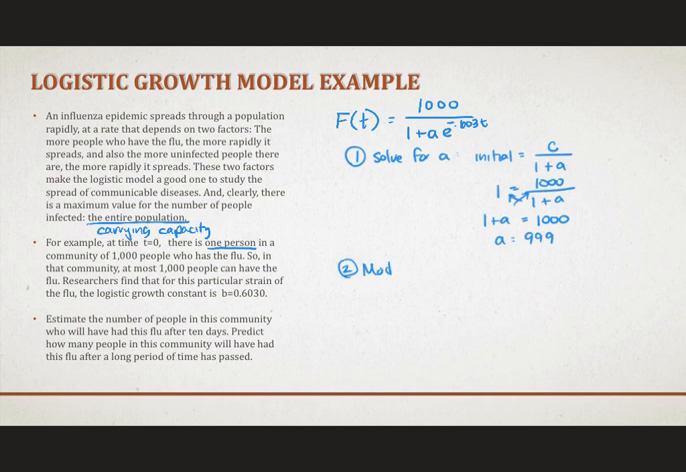Okay, so here's my model. The number of people with the flu is 1,000 over 1 plus 999 times e to the negative 0.603 t. Now estimate the number of people in this community who will have had the flu after 10 days. Predict how many will have had the flu after a long period of time has passed. Okay, so that's two different questions. We're going to start with 10 days.